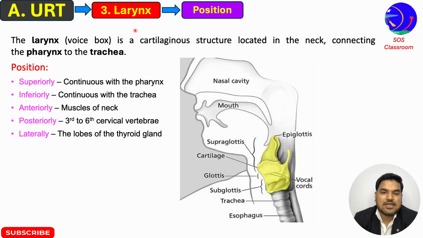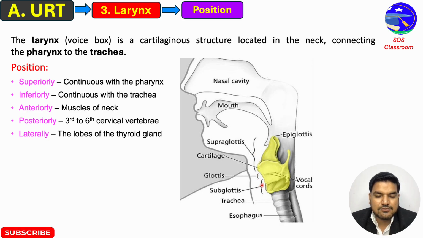Next, the third portion is the larynx. First of all, let's discuss the position of the larynx. You can see this is the glottis portion, just above the glottis is the supraglottis, and just below the glottis is the subglottis. At the top of the larynx is the epiglottis. These are the vocal cords. This is the esophagus and trachea. This is the mouth and nasal cavity. Just look at the yellow portion only; this is called the larynx. So first is the glottis, supraglottis, and subglottis, and the topmost covering of the larynx is called the epiglottis.